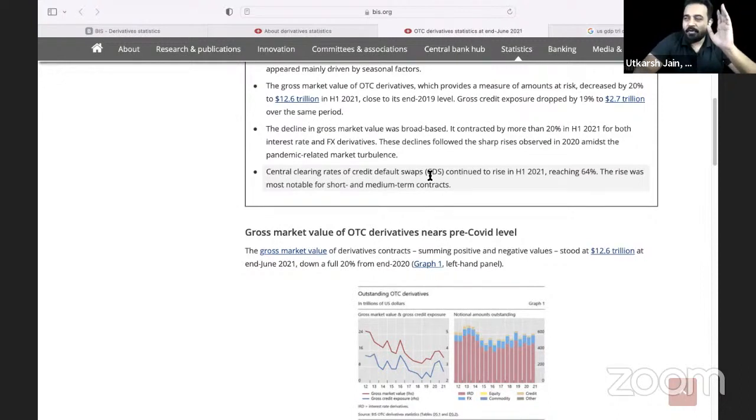But if you put me in a room and force me to pick one out of so many things that have happened in history, I would probably go to 1971. I would say that probably that was an important turning point in the history of risk management, especially the usage of derivatives. So what happened in 1971? 1971-72 is when the legendary research paper was written on option pricing.